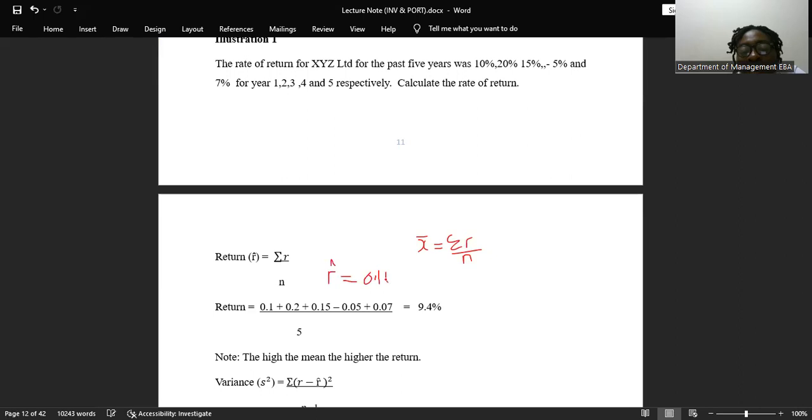0.1 plus, we are summing them. The second one is 20%. 20% will be 0.2. Plus 15% will be 0.15. The fourth one is minus 5%. So we bring in minus 0.05. Plus the last one is 7%. So plus 0.07.